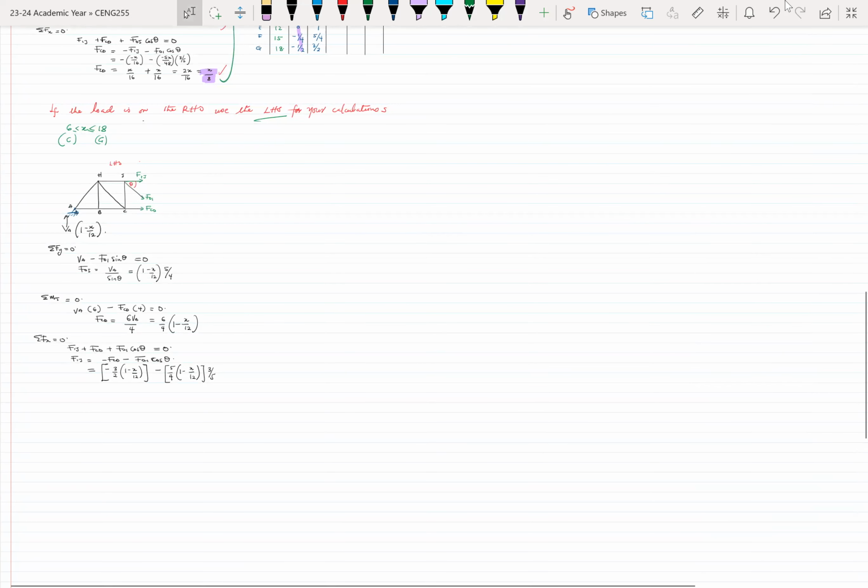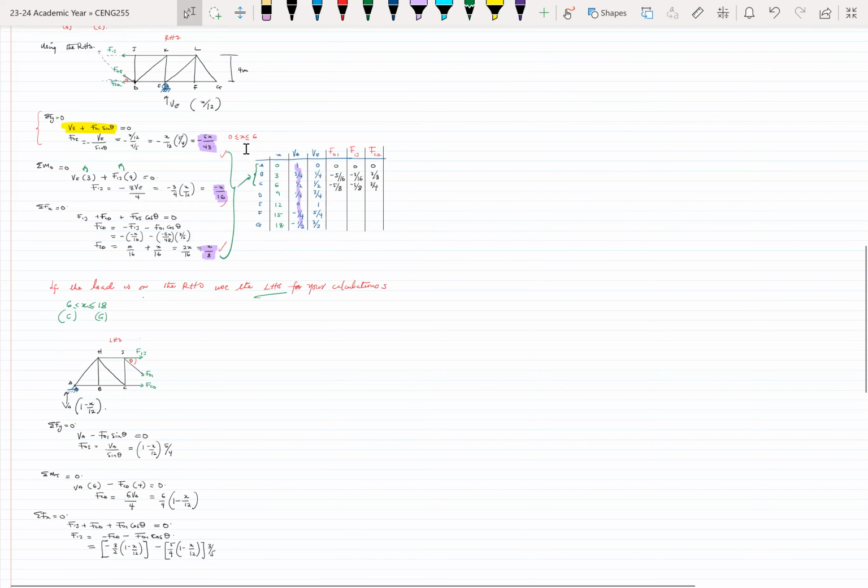So again, I'm going to bring my table that I worked on. Just make a copy of it and come and paste it over here.